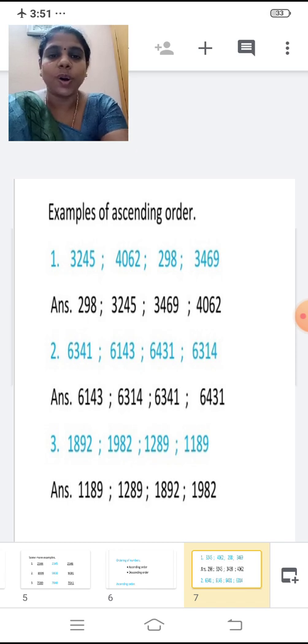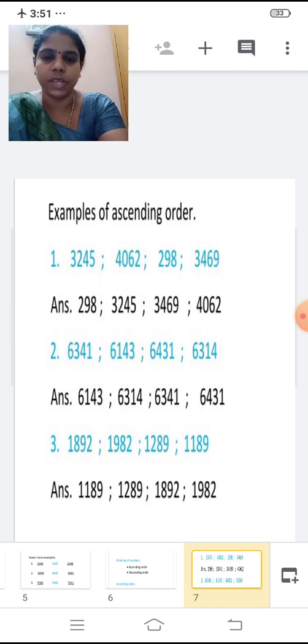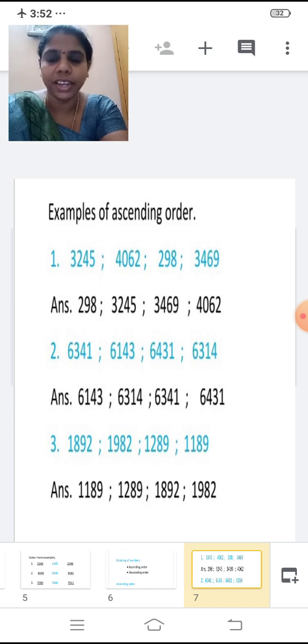Yes. So all the numbers are having 4 digits, right? So we'll see the thousands place. Thousands place, all the numbers are having the same digit. So move on to the hundreds place now. So which is smaller? First number we have 3, second number we have 1, third number 4 and fourth number 3. So 1 is the smaller number, right? Correct. So I am writing 6143 first, right? So that is the smaller number.